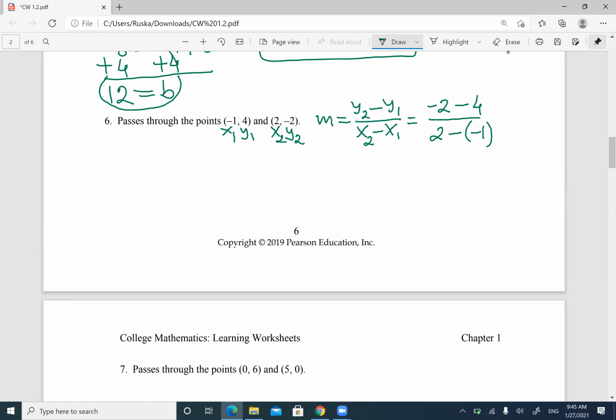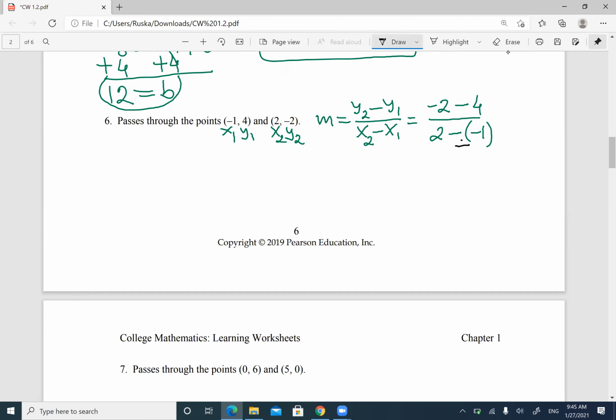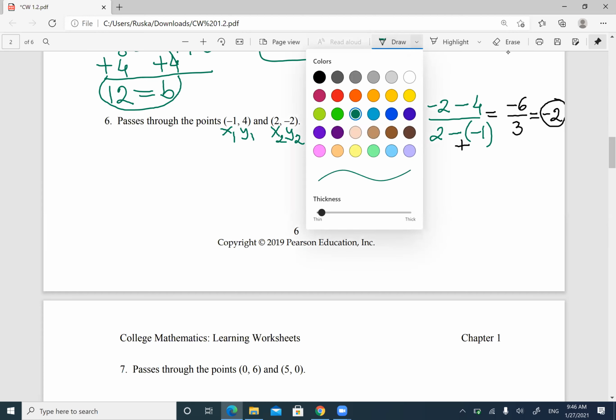See, if you have a negative, make sure you put it in parentheses, because negative and negative is going to make it positive. So this here is positive. So we're going to get negative 6 over 2 plus 1, which is 3. So my slope is negative 2. Okay? And then you're going to continue finding b.